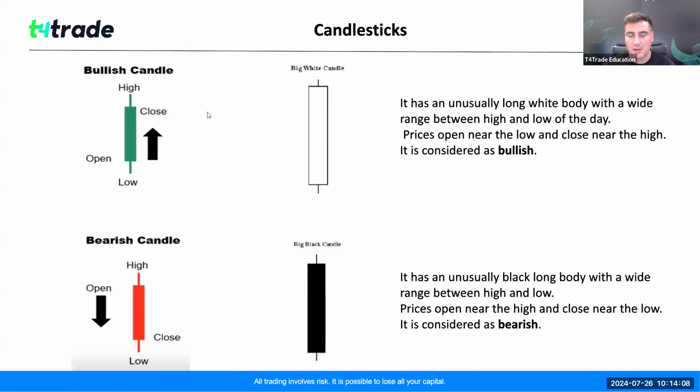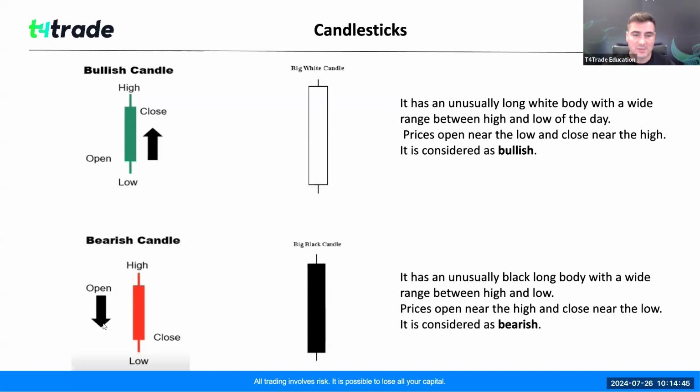If we take it from the start, on the left-hand side, a white candle is pretty much the same thing. It has a usually white or green body with a wide range between the high and low of the day. This is what we call a real body, the rectangle without the lines above or below it, which we call wicks or shadows. Prices for bullish candles tend to open near the low of the day and close near the high. This is what validates it, what stamps it as a bullish candle.